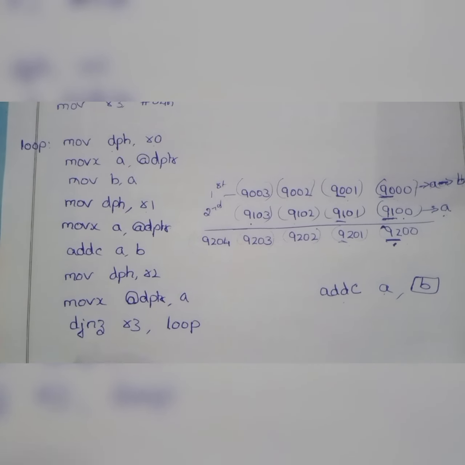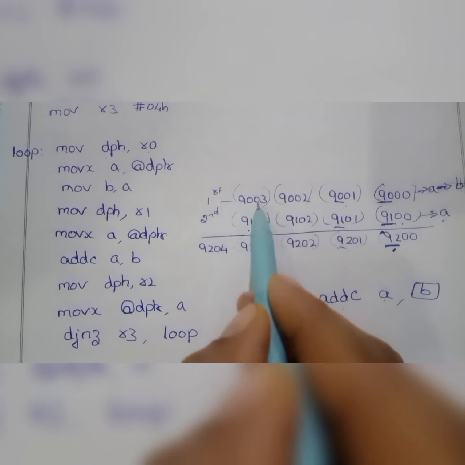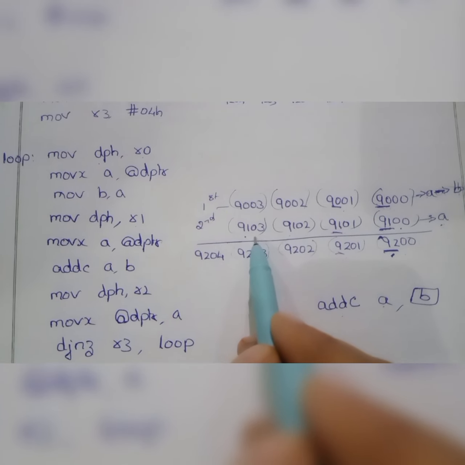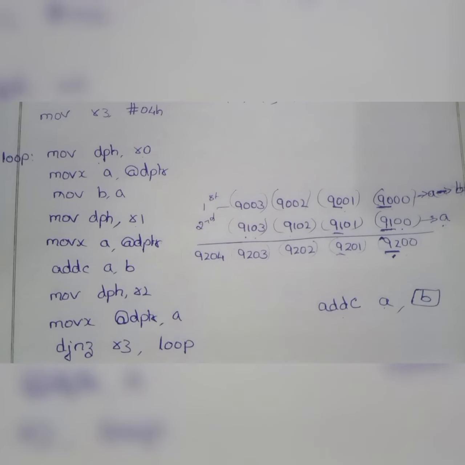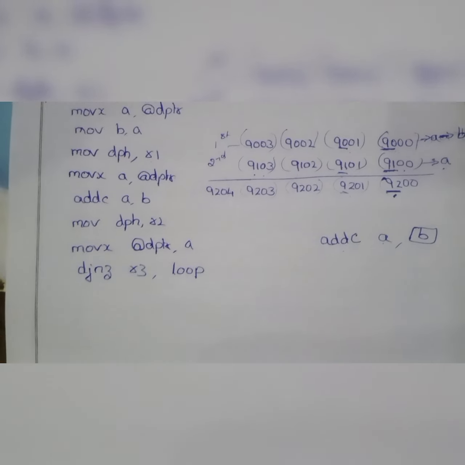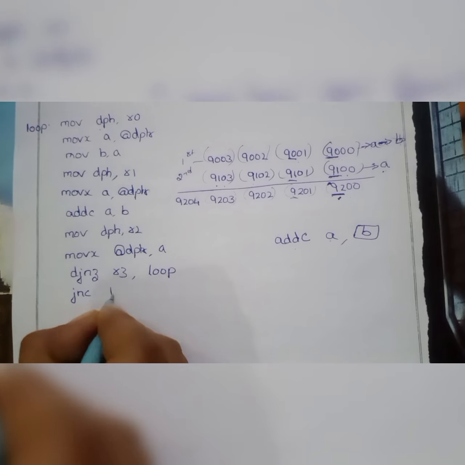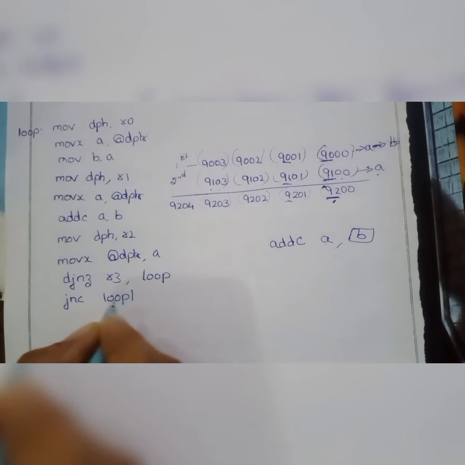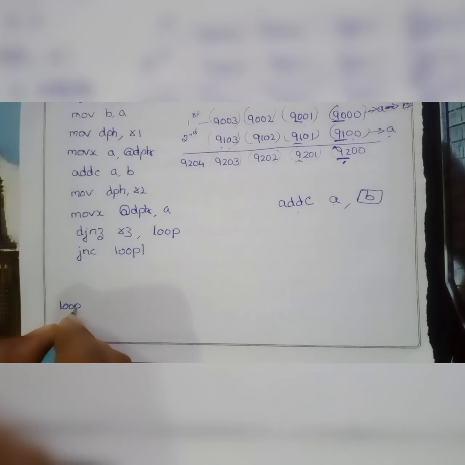I have to now check if the carry is there while adding the last 2 numbers. If the carry is there, I have to store it in the memory location 9204. If the carry is there, I have to check that using the instruction JNC. So let me write JNC loop 1. If carry is not there, we shall go to loop 1.